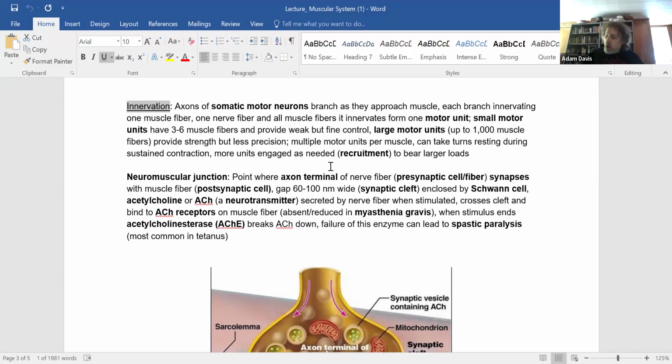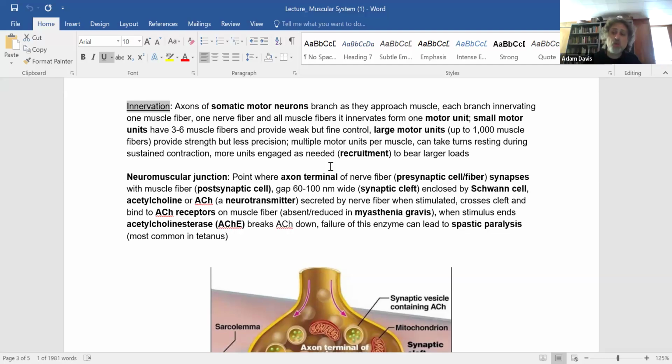In general, the nerves that go to your skeletal muscles and tell them what to do are called somatic motor neurons. Now, as a somatic motor neuron approaches a muscle, it's going to branch extensively. And each branch of that neuron is going to touch one individual muscle fiber.